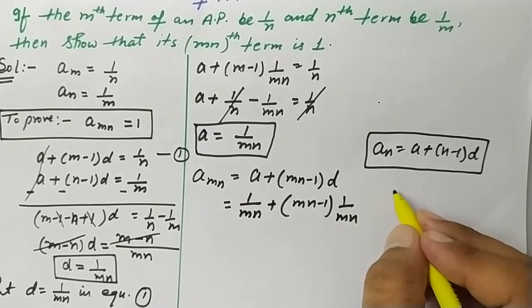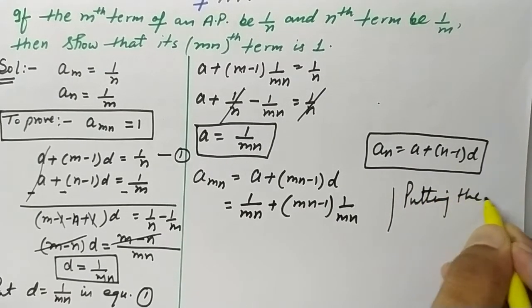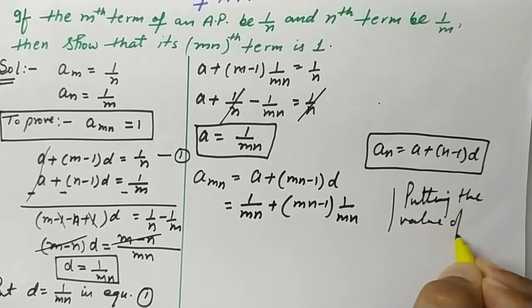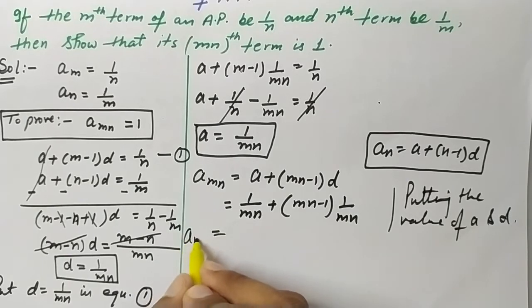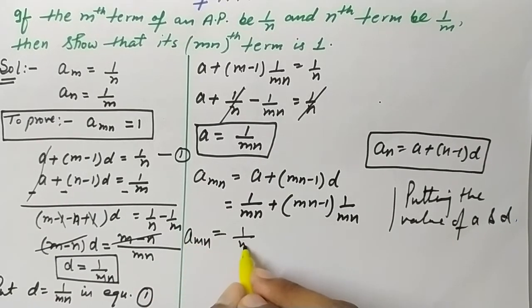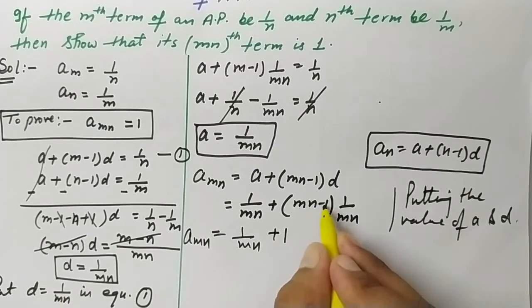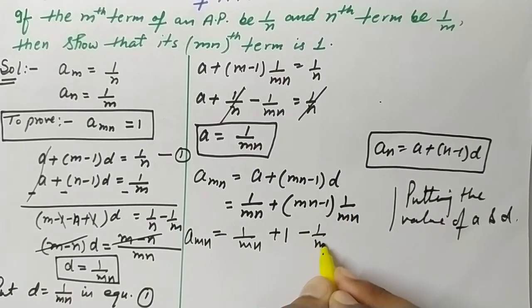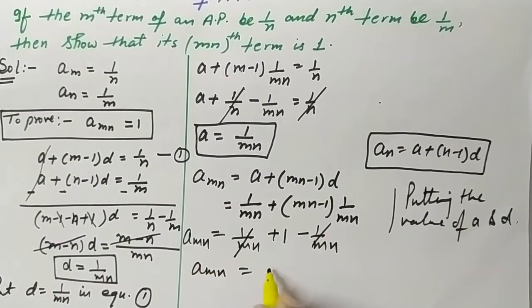So you can write the reason here, putting the value of a and d. Okay, a and d. So let's see what will be there. A mn. Now we will multiply this with this will be 1, and this multiplied with this is minus 1 over mn. So these will be cancelled. So a mn is 1.